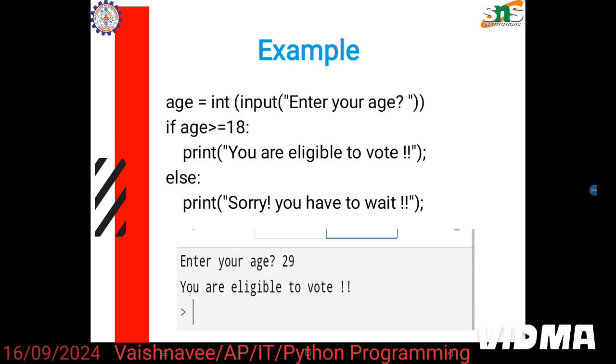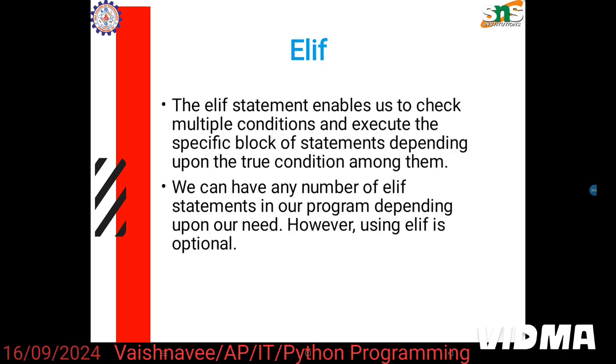Here you could see that if age is greater than or equal to 18, you are eligible to vote, else you have to wait. When we get the input, it is given as 29. It will check if age is greater than 18. Yes, it is greater than 18, so it will give you are eligible to vote. So this is about the if statements and if else statements.